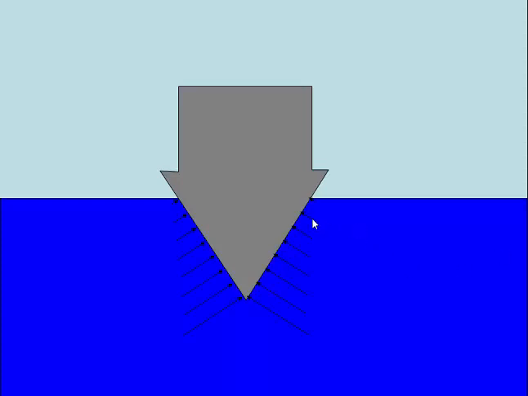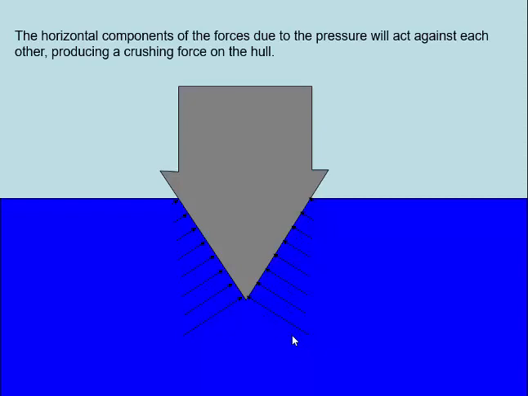What we see here is the force due to the pressure of water on the hull of a boat, and you find that as the pressure increases as we go deeper, the force increases. The horizontal components of the forces due to the pressure will act against each other. So basically this force has a horizontal component pushing this way, which is pushing against this force here pushing that way. That's causing to crush the hull, and boat hulls need to be very strong to resist this.